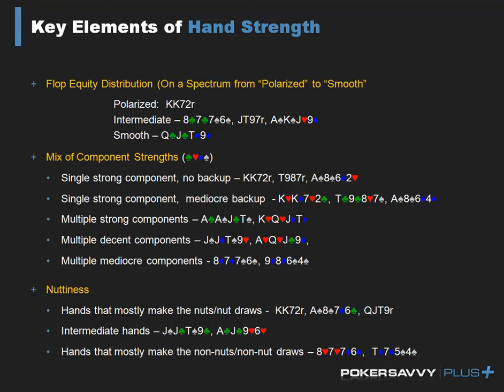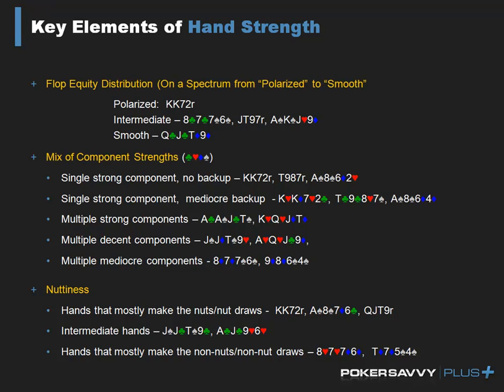But it's clearly King, King, 7, deuce rainbow is just as nutty, although it's not as strong because it doesn't flop top set as often as Ace, Ace, Jack, 10 double suited, which flops all of the good stuff it can flop. At the bottom end, you've got hands that mostly make the non-nuts, non-nut draws. You've got that 8, 7, 7, 6 double suited hand again, 10, 7, 5, 4 double suited.